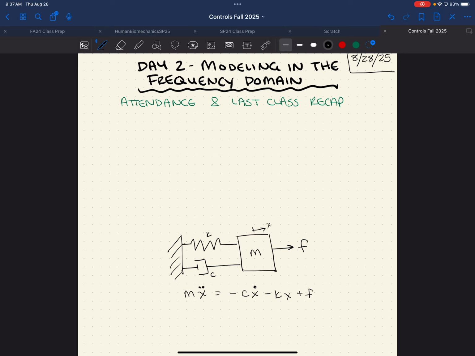Well, I'm not actually talking about the variables of the equation. I'm talking about the parameters of the equation. So over time, the mass of our block never changes. The spring constant of our spring never changes, or the damping coefficient never changes. Those are time invariant. The parameters of the system don't change.